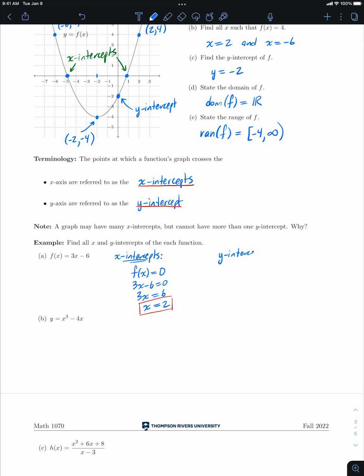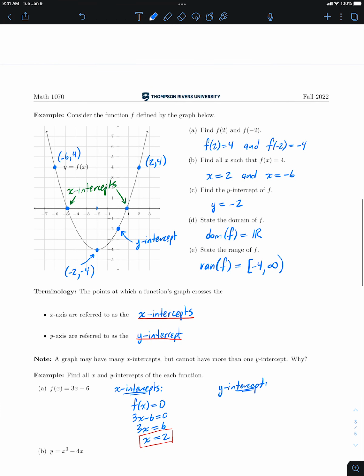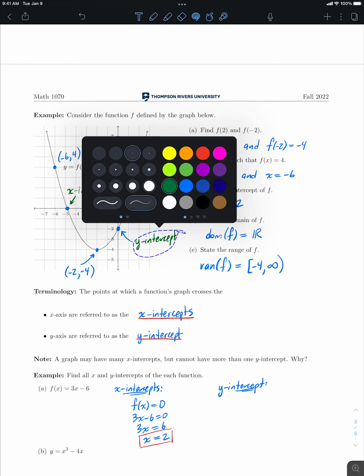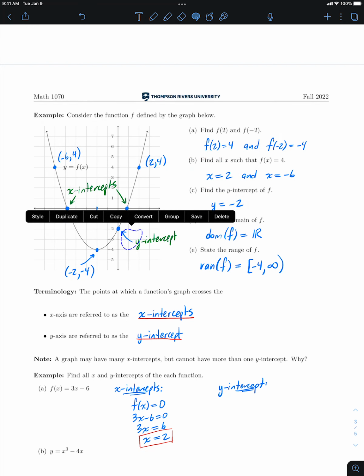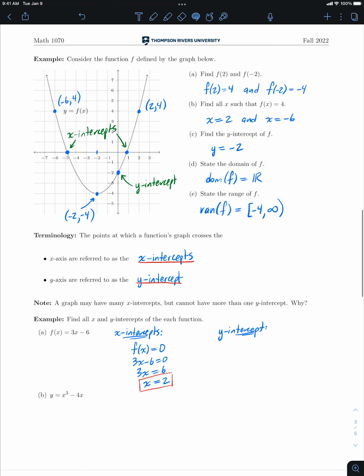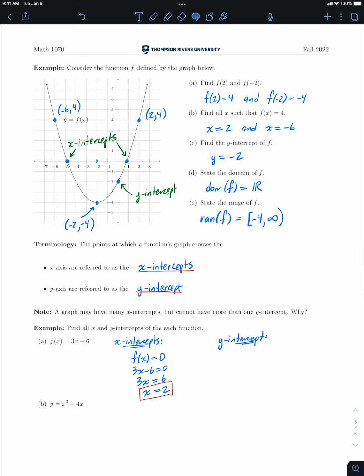And for the y-intercept, well, go back to this example. Let me make this green just to be consistent. And that too. That's just me being distracted there, sorry. So what's special about this point, the y-intercept, where that graph crosses the y-axis? What's the x-coordinate of this point? Remember the x-intercepts had y-coordinates of 0? Well, the y-intercepts have x-coordinates of 0.